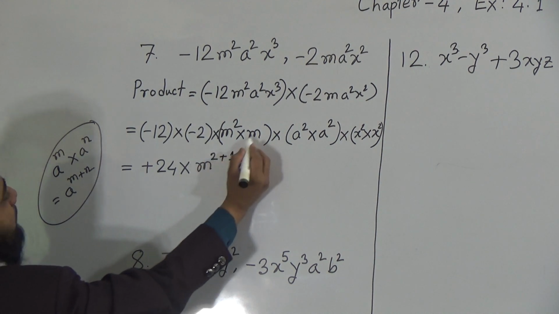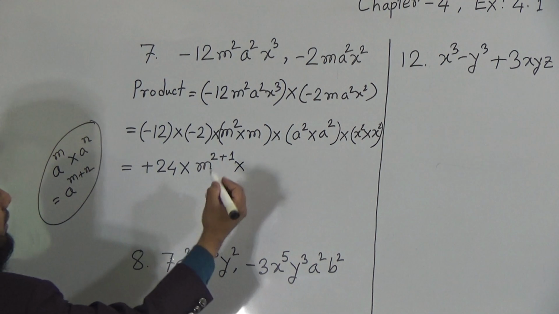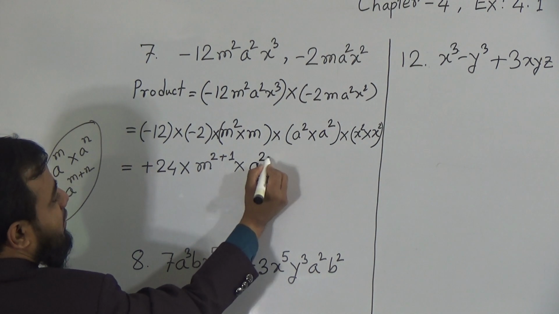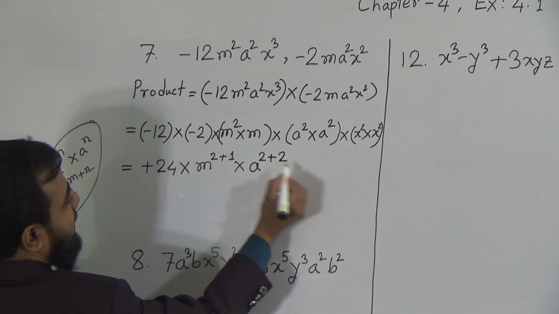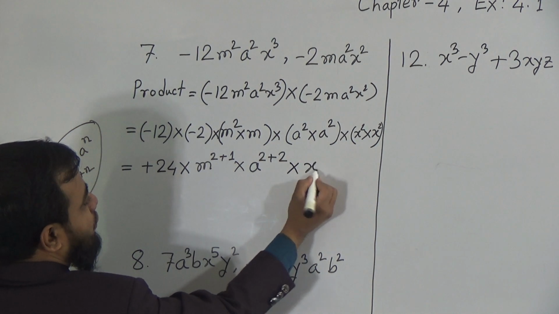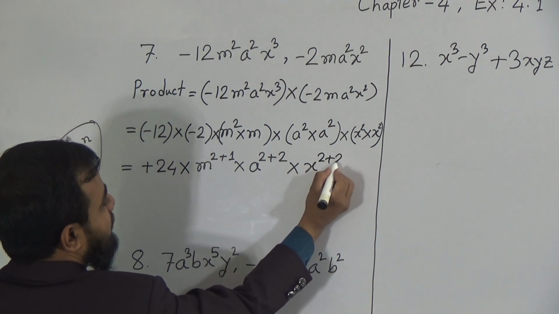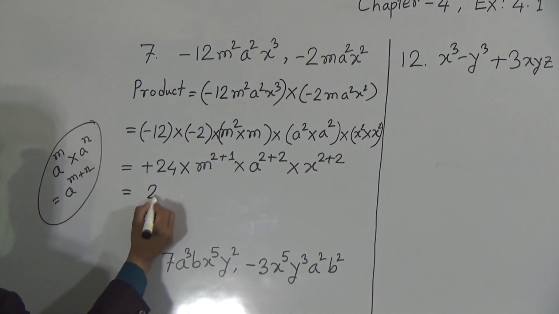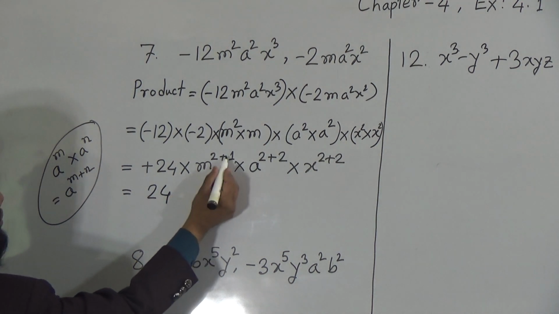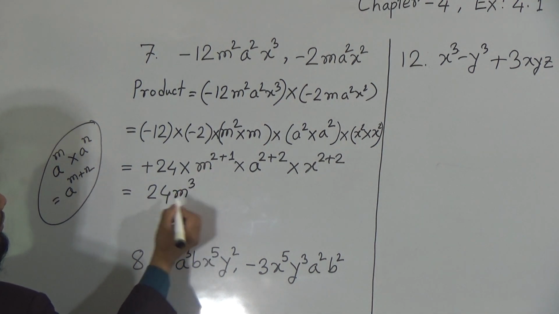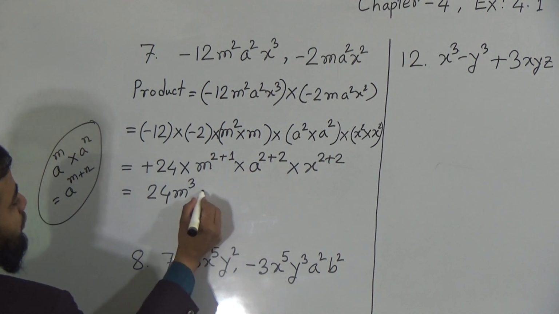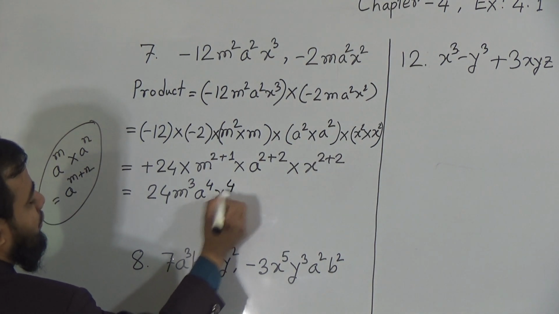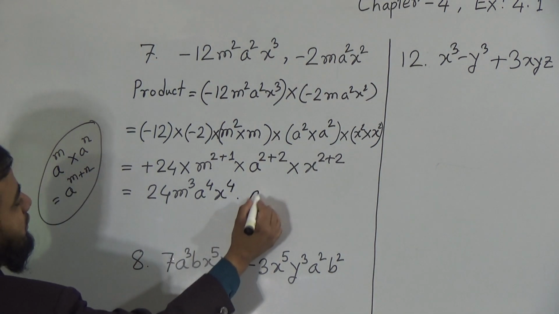This m has a power of 1. Next, a square multiplied with a square, then we will get a to the power m plus n; this 2 and 2 will be added. After that, x is square and square, so it will be 2 plus 2 with the help of the first formula. Now dear students, it's 24 multiplied with m to the power 3, so it will be m cube, then a to the power 2 plus 2, so it is a to the power 4. Now x to the power 2 plus 2 will be x to the power 4. Students, this is our required answer.